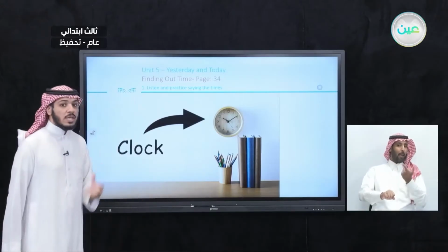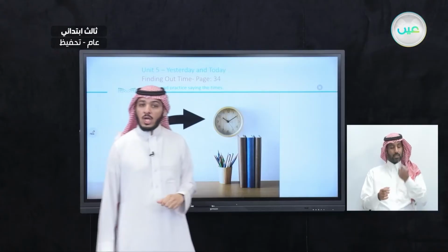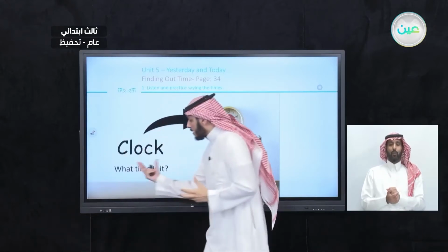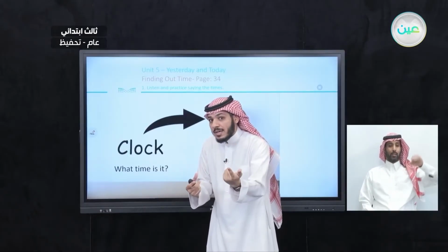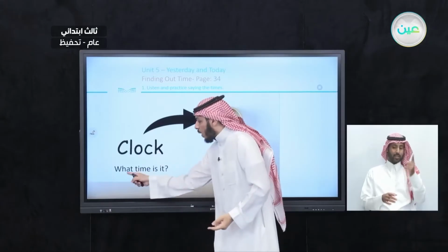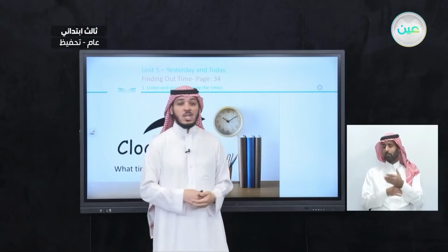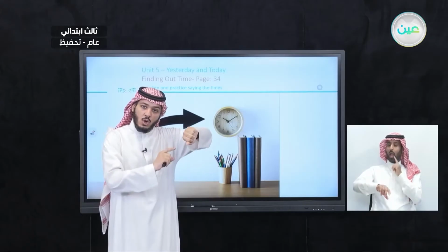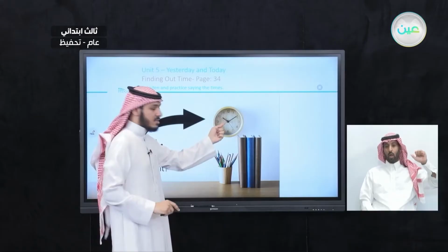And we ask with the question, what time is it? What time is it? Oh, it's 5 o'clock. What time is it? It's 8 o'clock. So we use what time is it to ask about the time. You will say what time is it, and then you can tell the time. So this is a clock, and the one on the wrist is called a watch.